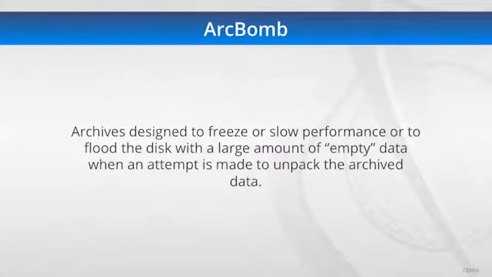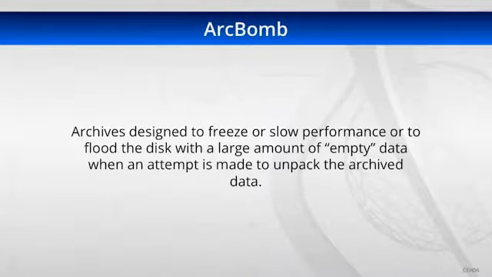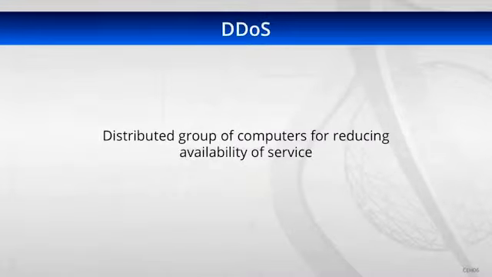An ARC bomb. This is an archive. Think tar, think zip. So what we do is we take a whole bunch of files and empty files and we unarchive those. So it's kind of a denial of service, it's slowing the machine down. So when we do that, when we decrypt or we unzip or we untar a file, that takes up processing time. So an ARC bomb is a denial of service attack against a machine, but a Trojan type.